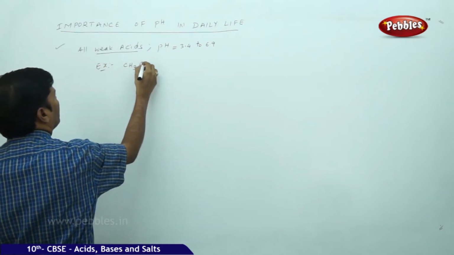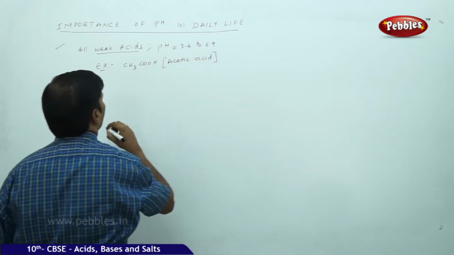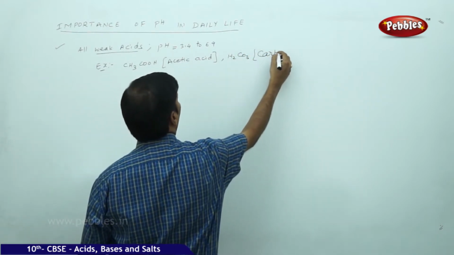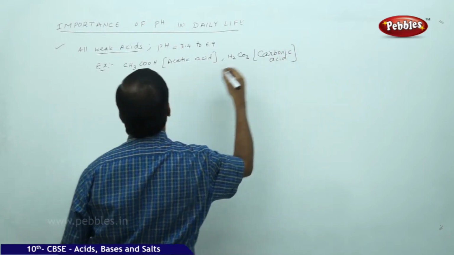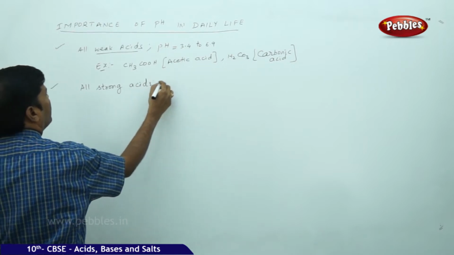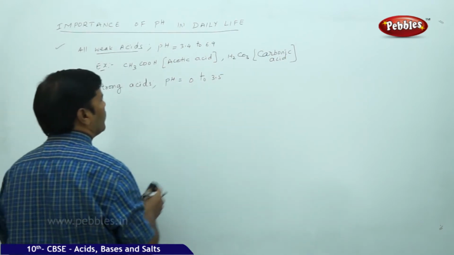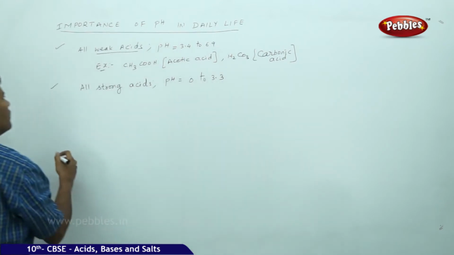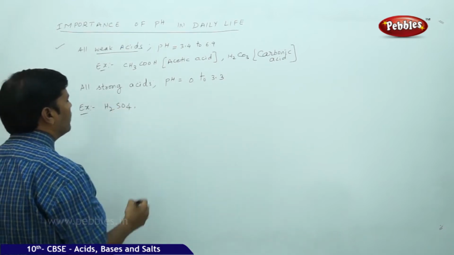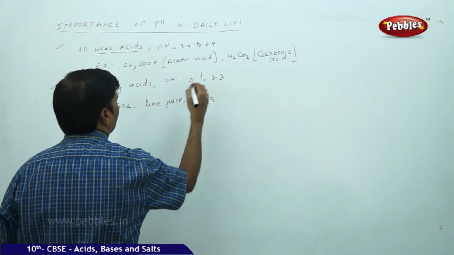Examples you can take are acetic acid, CH3COOH, and H2CO3, carbonic acid. Similarly, all strong acids have pH from 0 to 3.5. Examples of strong acids are H2SO4, sulfuric acid, lime juice, and nitric acid. All these are strong acids.